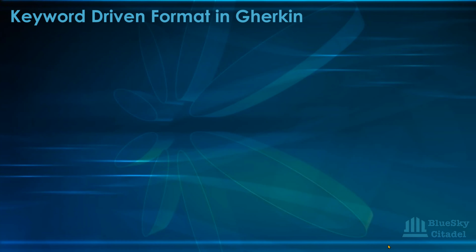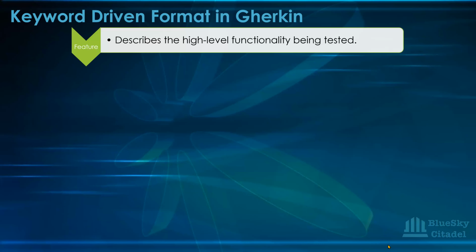So the keywords within Gherkin and BDD. In the keyword-driven format in Gherkin, we have the feature. The feature is a keyword used to introduce the high-level functionality that is being tested. So it describes the high-level functionality being tested. That's the feature.